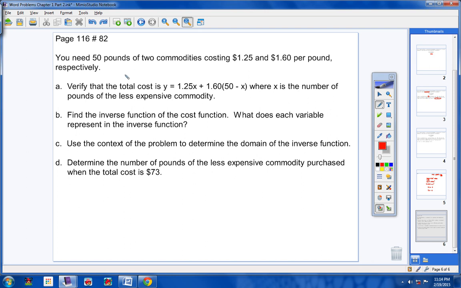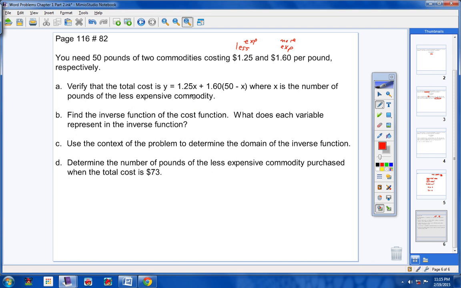And here we go. You need 50 pounds of two commodities. 50 pounds. Now, one commodity costs this much per pound, and the other commodity costs this much per pound, respectively. So this is the lesser amount, and this is the larger amount, or the more expensive amount. Less expensive, more expensive. Verify that the total cost is 1.25 times x plus 1.60 times 50 minus x, where x is the number of pounds of the less expensive commodity.